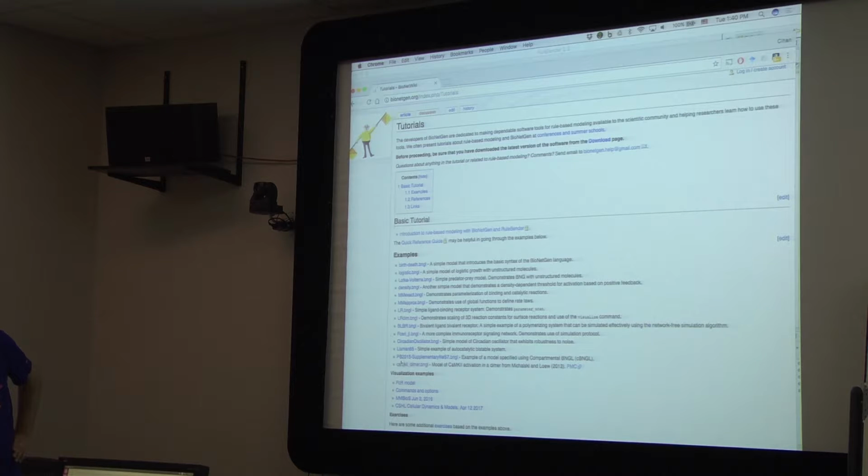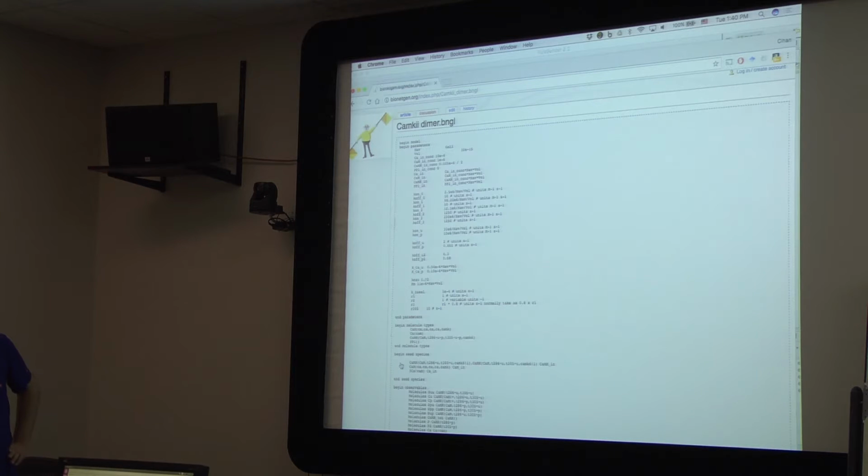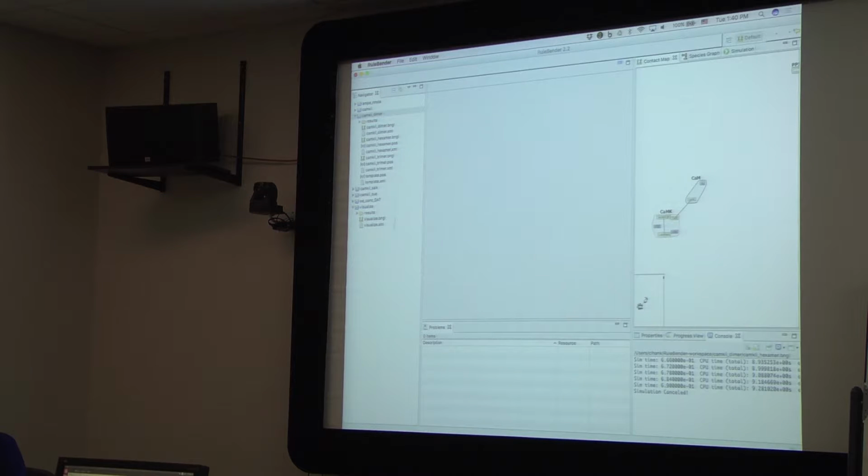Okay. And if you click on here, should we download it? You can download it, or let's do this. You can go to RuleBender and let's start a new file.